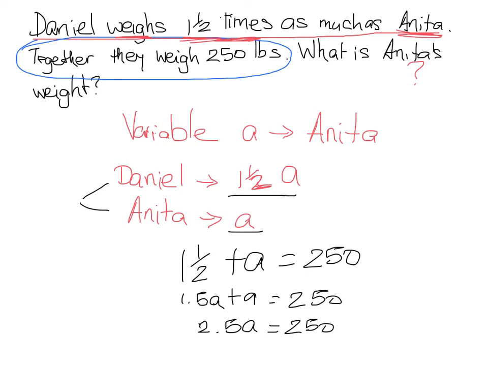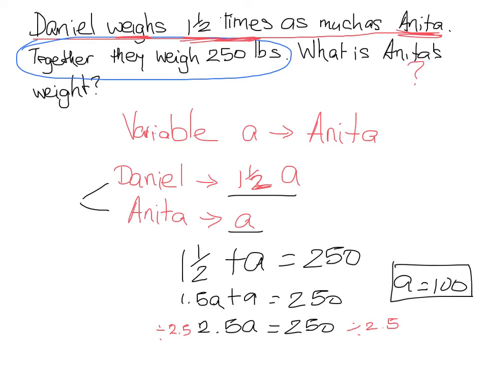Now we can go ahead and divide both sides by 2.5. And once you divide both sides by 2.5, we get that A is equal to 100. Okay, so A is equal to 100, which makes sense that Anita's weight is 100.